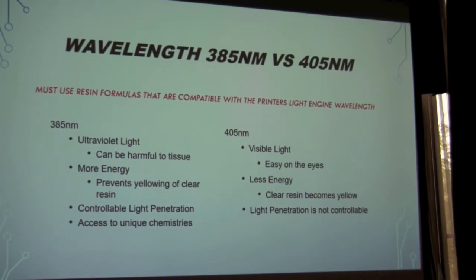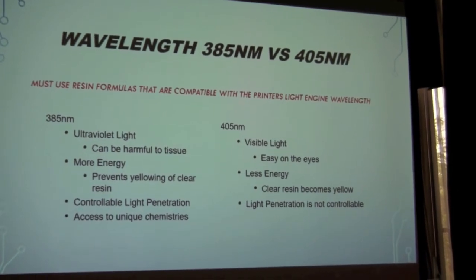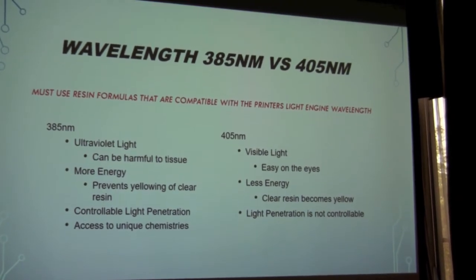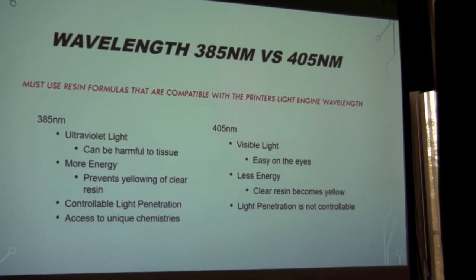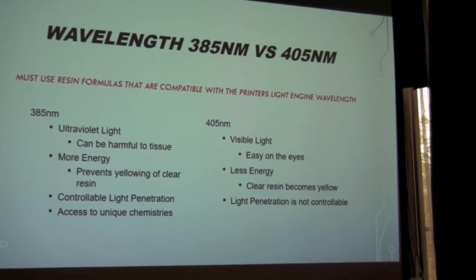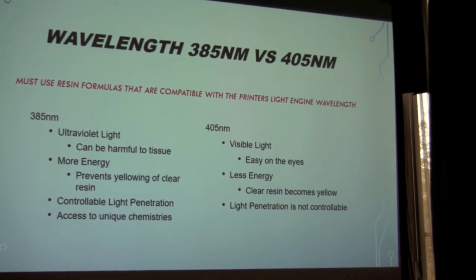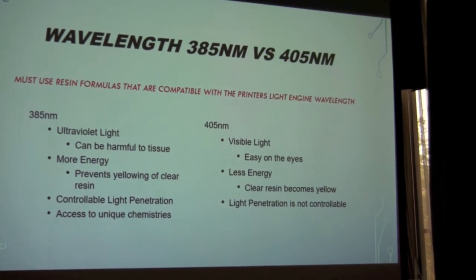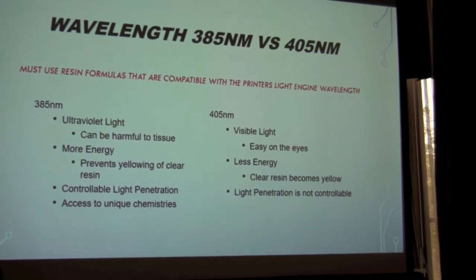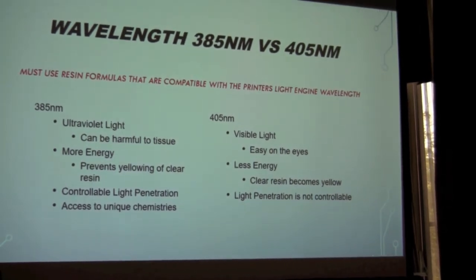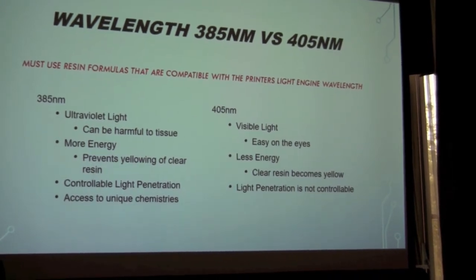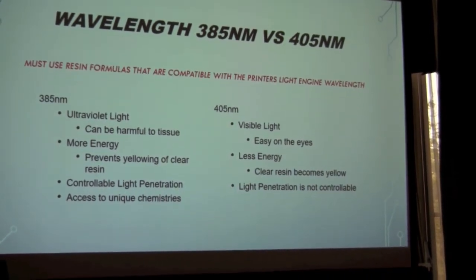Now, the main differences between the two: 405 is visible light, 385 is ultraviolet. If you look into a 385 projected light for a long period of time, you're going to go blind, so don't do that. The 405 is a little bit easier on the eyes. Now, the 385 has a higher energy, so you can actually cure and print truly clear resins and not have issues of curing into unwanted areas.